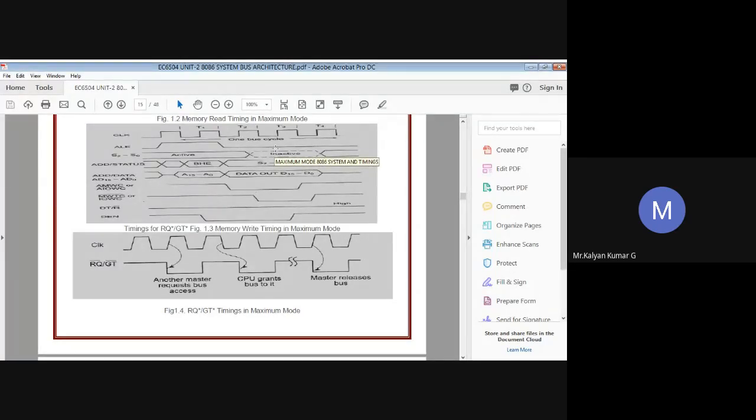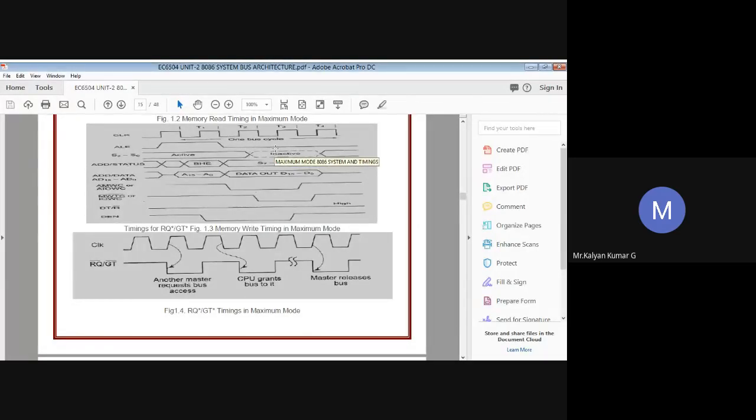What is the clock duty cycle of the 8086? Hope you remember from unit number 1, 33%. Normally, the T state starts in the middle of the falling edge of the clock signal. There are some reasons behind going for such an option. And apart from this, timing diagrams are available.